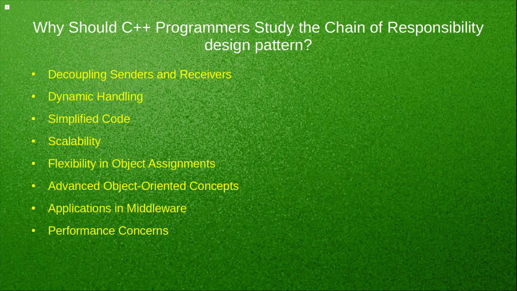In conclusion, the Chain of Responsibility Design Pattern provides C++ developers with a structured and scalable approach to handle requests. Given the complex performance-critical systems often developed in C++, understanding this pattern can equip a developer with a versatile tool to ensure code clarity, system scalability, and efficient design.